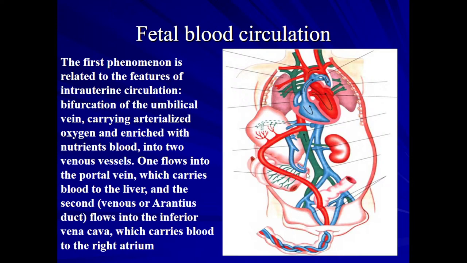And the second is the Arantius duct. The Arantius duct flows into the inferior vena cava, which carries blood to the right atrium.